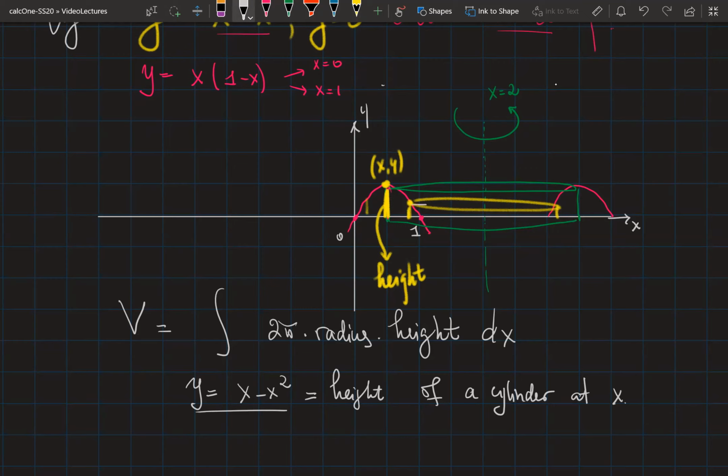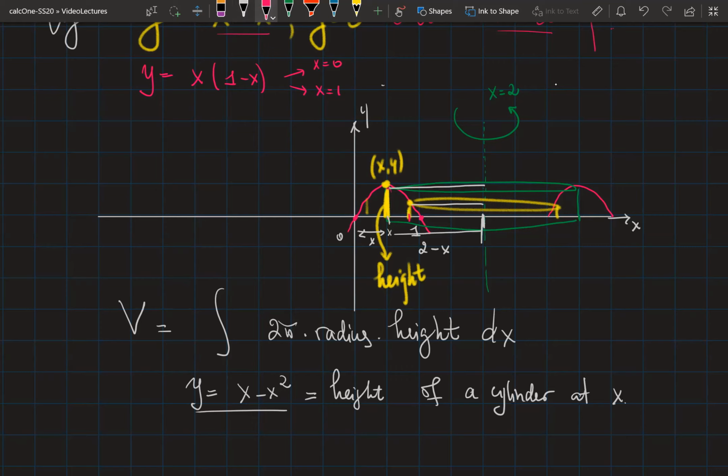The radius of this cylinder is this one. This is not x, right? So x is here. The x is going to be this distance. So if this is x, what about this distance? Since I know that x is equal to 2 here, this distance is going to be 2 minus x. So the same as here.